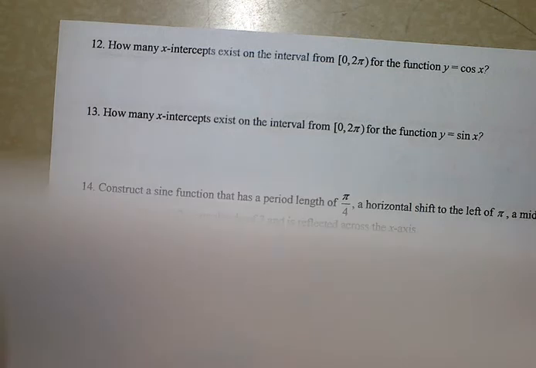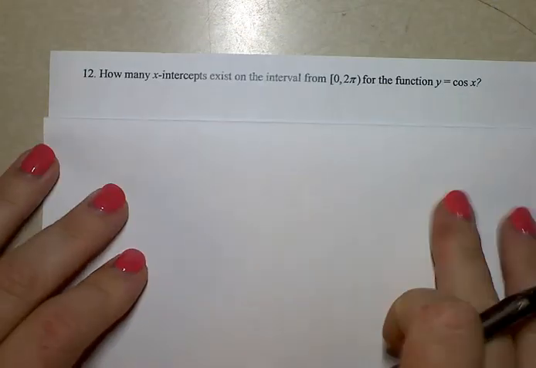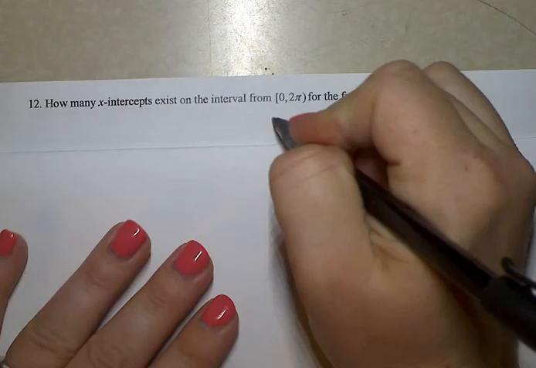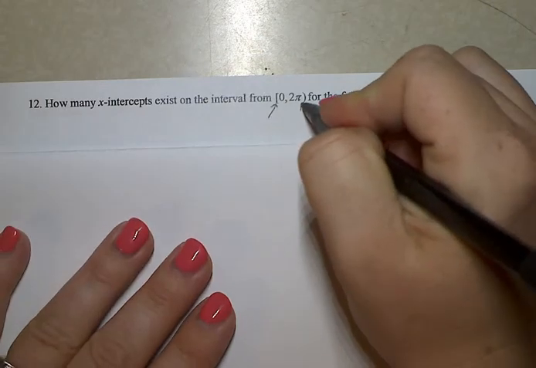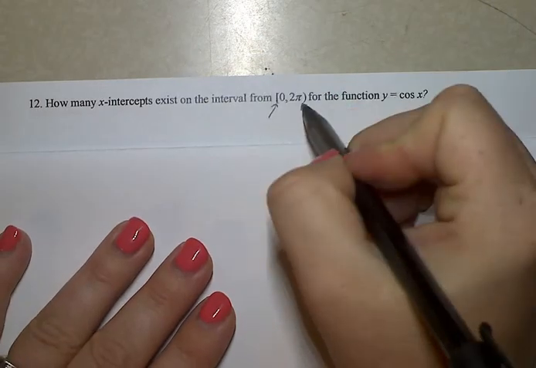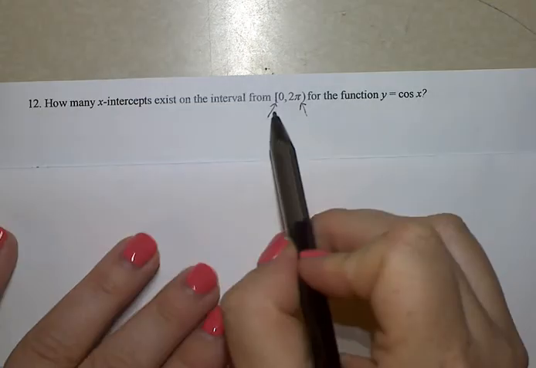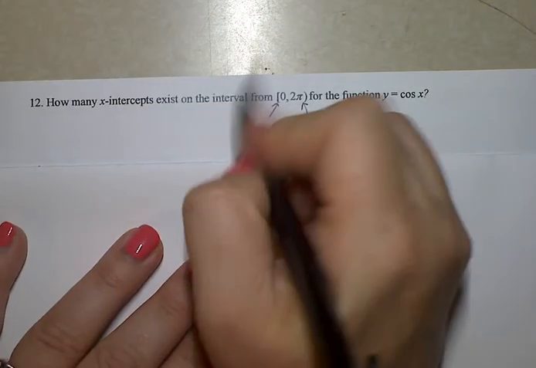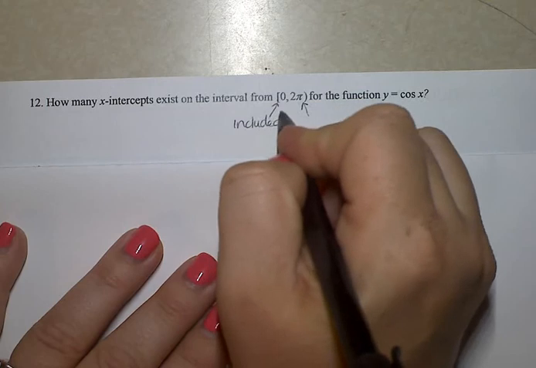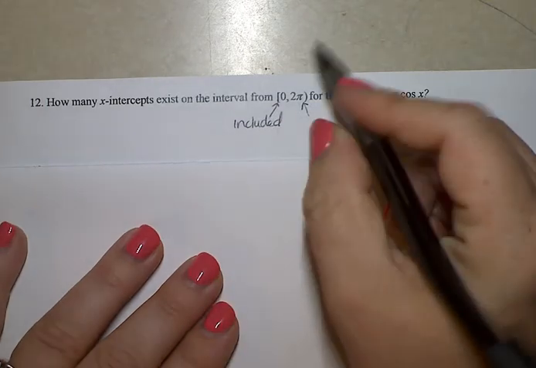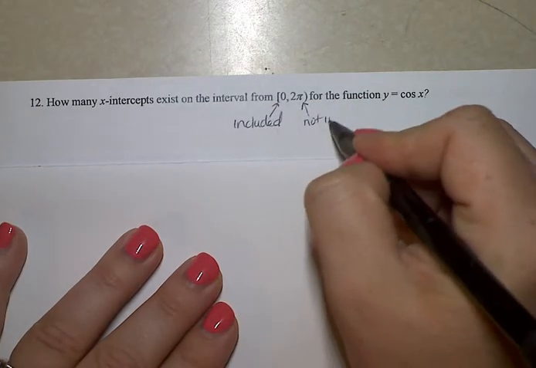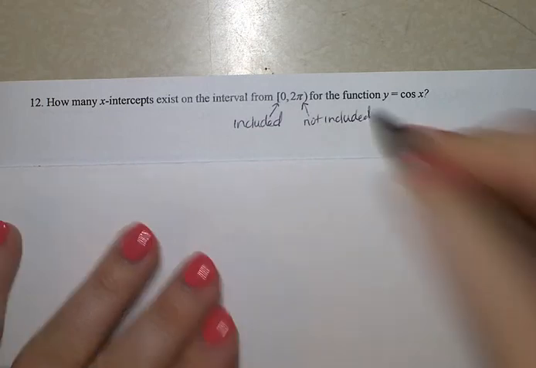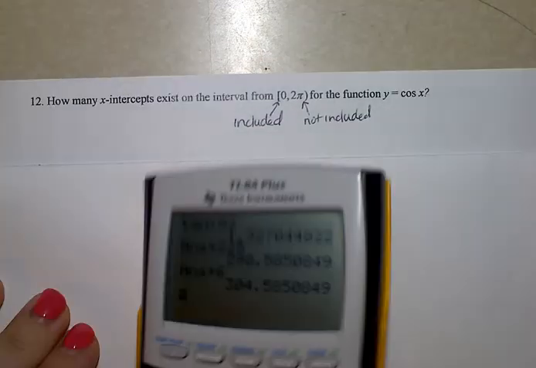Okay, so the most confusing thing for students with this problem is recognizing what is meant by a bracket and a parentheses. Remember, bracket means you touch it, which means it is included. You can touch it, it's included. Parentheses means you can't touch it, it's not included. On your calculator, please do second plus 712.